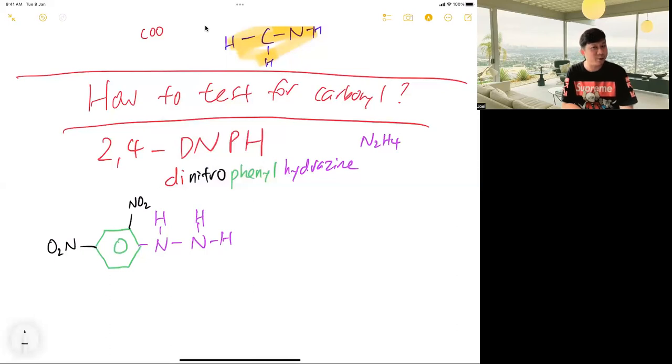Hydrazine is the main one, so it's on the first carbon. So the 2,4 groups. So why is it a test for carbonyl?